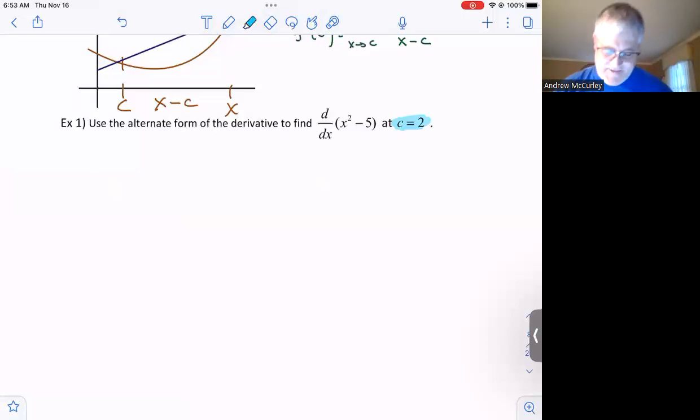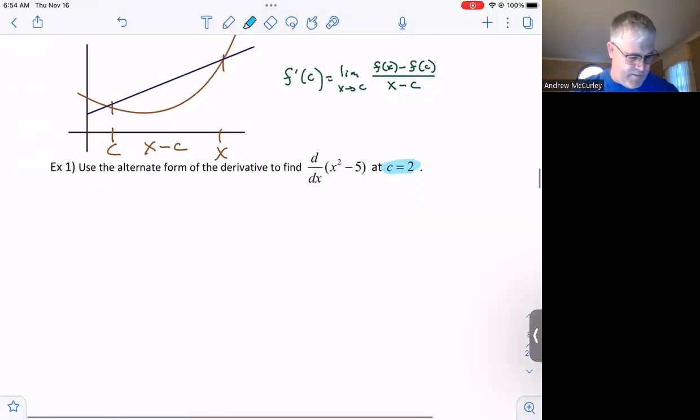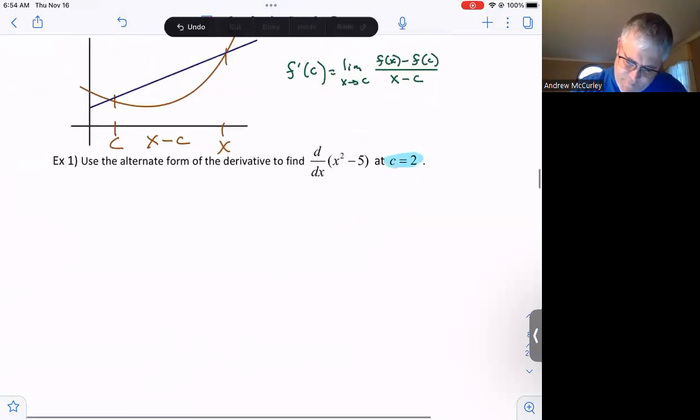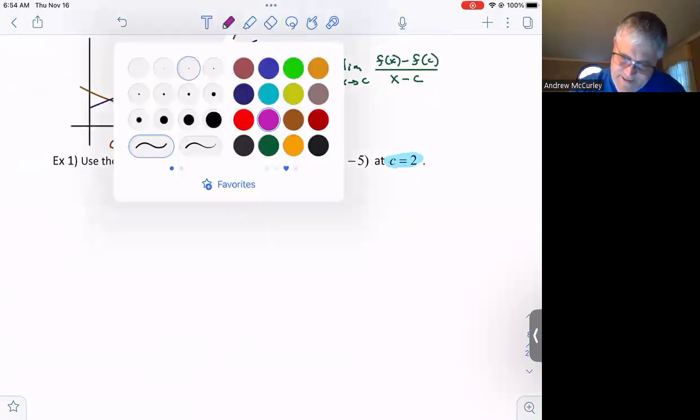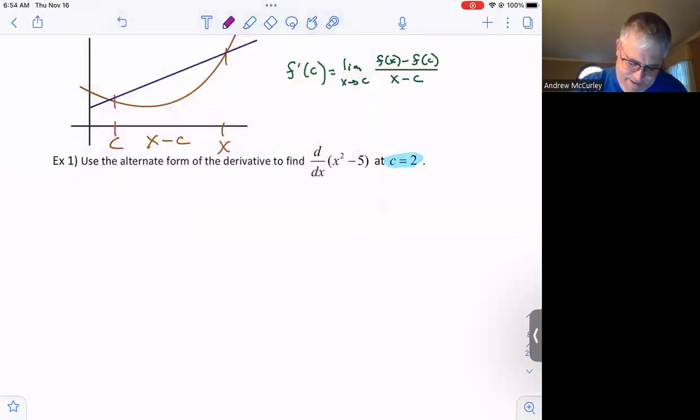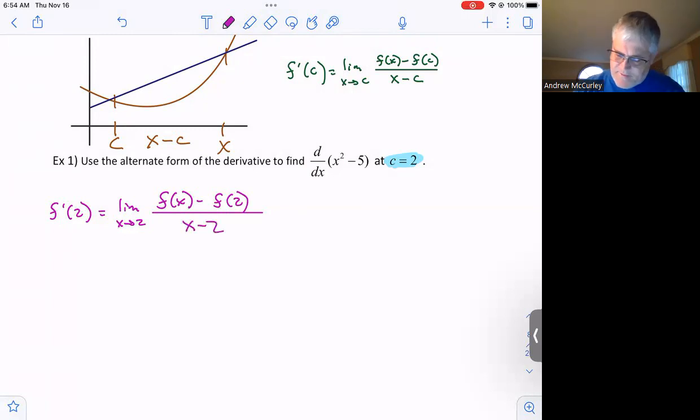All right, so we're going to go at that. Let's just use what we just wrote up here in green. So f prime at 2 is going to equal the limit as x approaches 2 of f of x minus f of 2 all over x minus 2. We plugged everything in just like we did to the green one there.